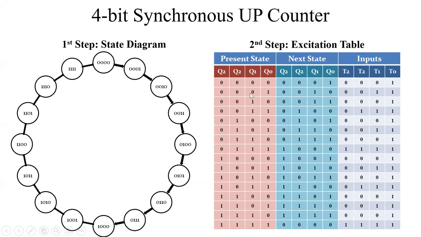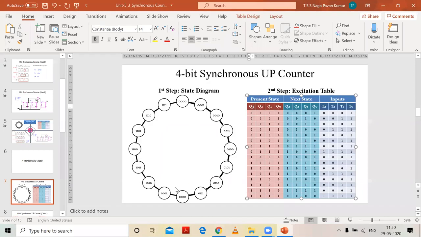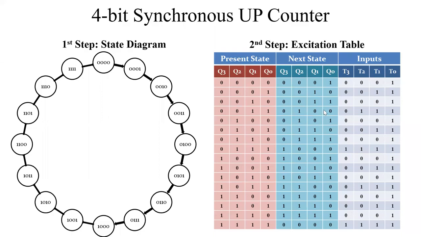So see here, the next step, excitation table. In the excitation table, present state Q3, Q2, Q1, Q0, because we are using 4 flip-flops. So here the present state Q3, Q2, Q1, Q0, the next state Q3, Q2, Q1, Q0, and the inputs T3, T2, T1, T0. If the present state is 0, next state is 1. If the present state is 1, next state is 2. If the present state is 2, next state is 3. Like that, you have to draw the truth table.